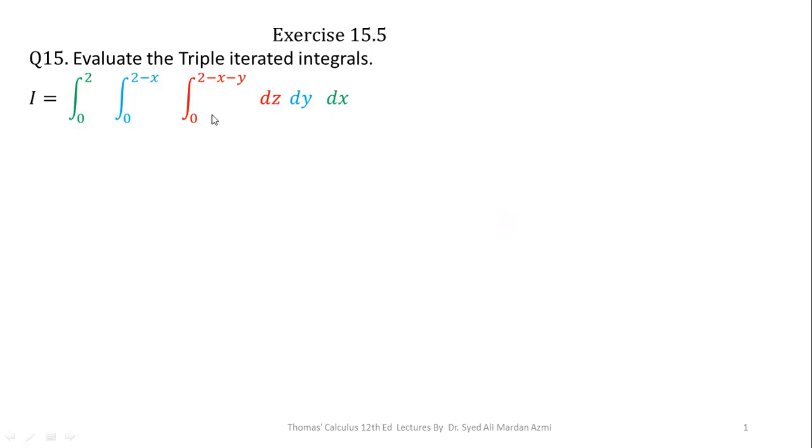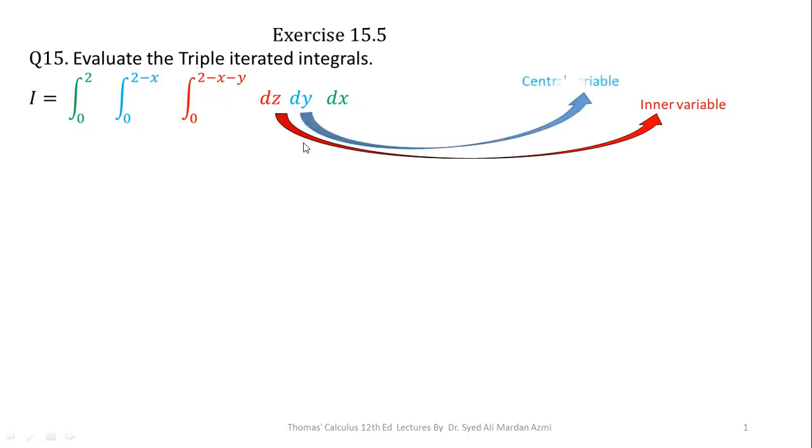This variable dz, whose limits are 0 to 2 minus x minus y, is called the inner variable. The variable y in the center, whose limits are 0 to 2 minus x, is called the central variable. And the third variable here is x, whose limits are 0 to 2, is called the outer variable.